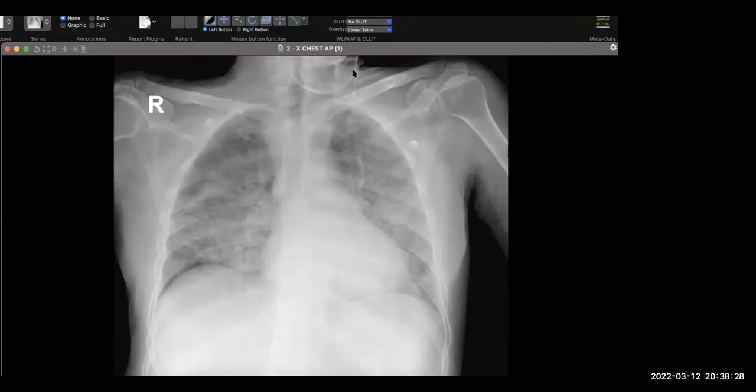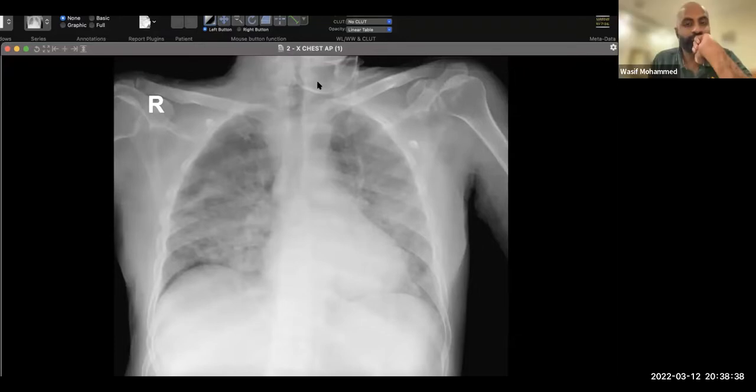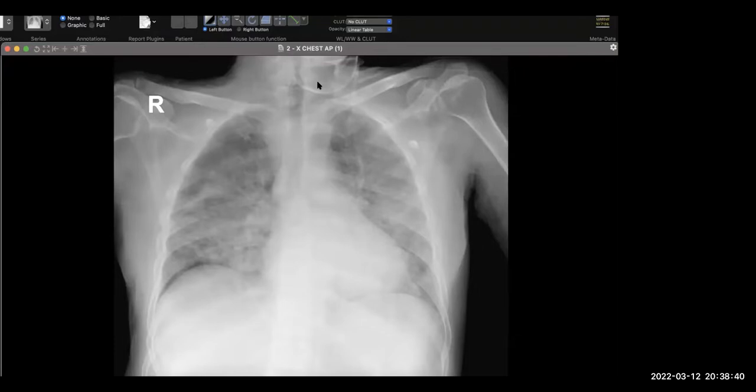Other causes of this can be infections like bronchopneumonia or PCP pneumonia. Malignancy can be an option too. I would like to know more about the history of the patient and how he presented.